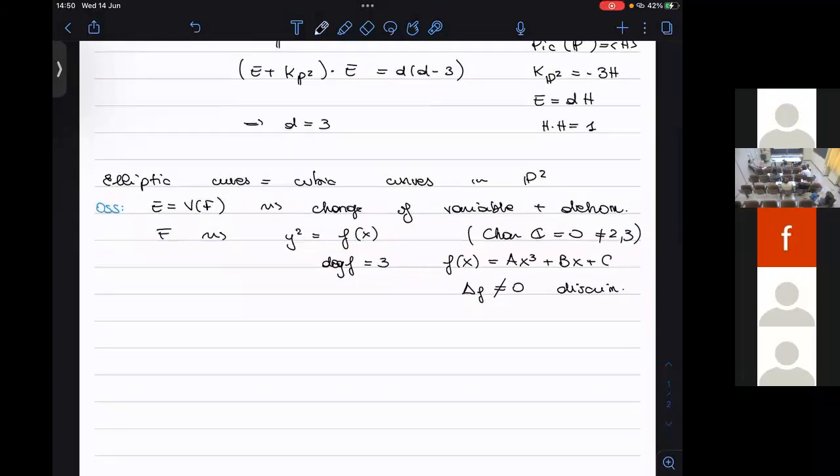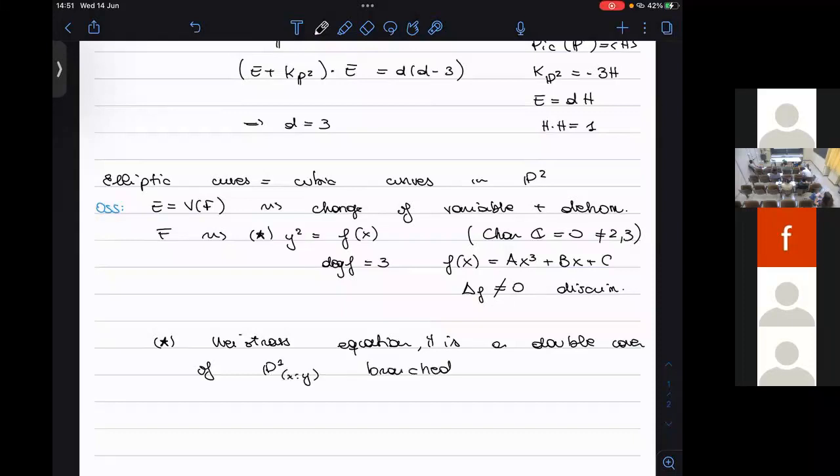Okay, so this equation is actually called the Weierstrass equation, and it is a double cover of P1 with this coordinate, branched along the roots of f, so these 3 points plus the point at infinity, since I do this operation, the homogenization.